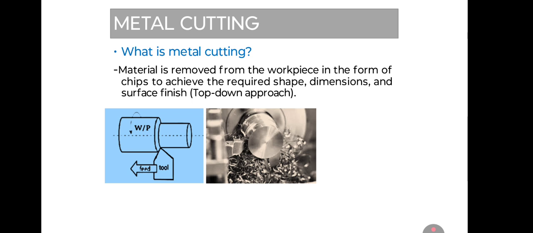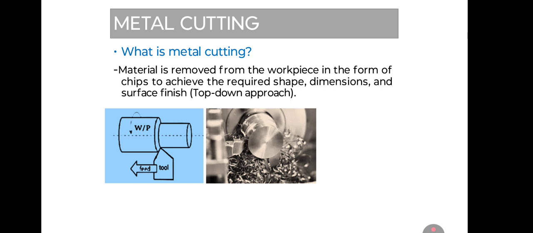Now we have to understand what a top down approach actually means. Here we are removing some material from the top portion and gradually moving downwards. In additive manufacturing, we are adding layers of material, so we are moving from the bottom towards the top. Metal cutting comes under the top down approach, where from the top surface we remove material and gradually move downwards. By material removal we provide a particular shape, dimension, and surface finish which is our desire.